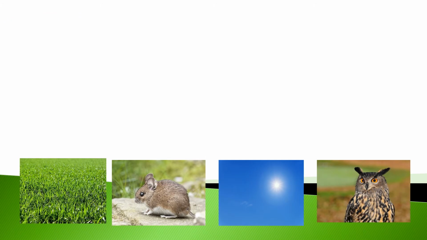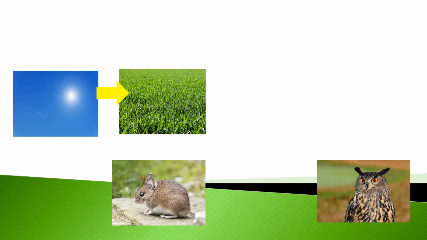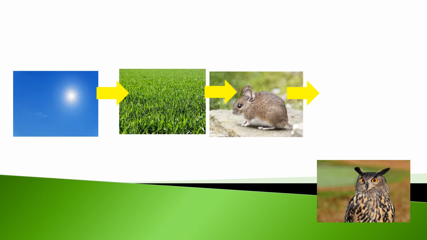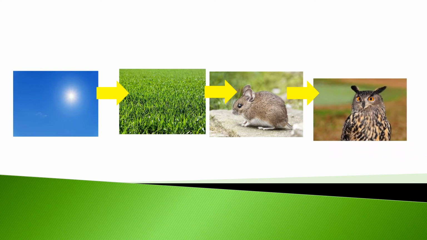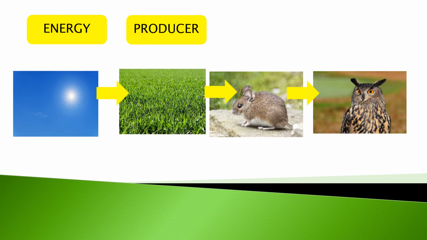Look at these pictures. Can you put these images in the right order to create a food chain? The food chain begins with energy from the sun. The grass uses this energy to produce its own food. The mouse eats the grass, and the owl eats the mouse. The sun provides the energy, the grass is a producer, and the mouse and the owl are both consumers.